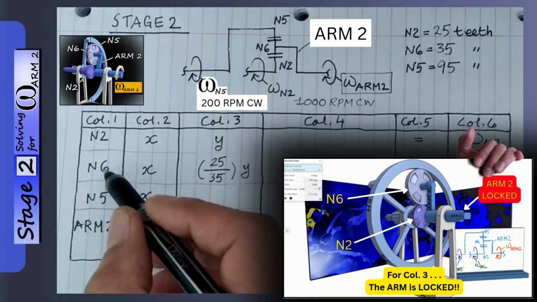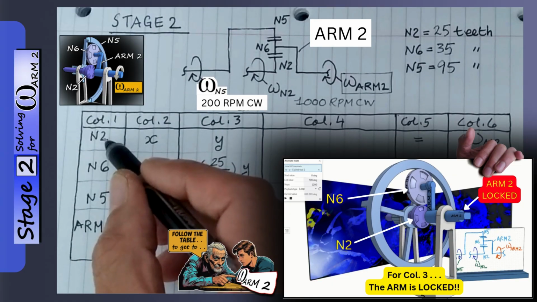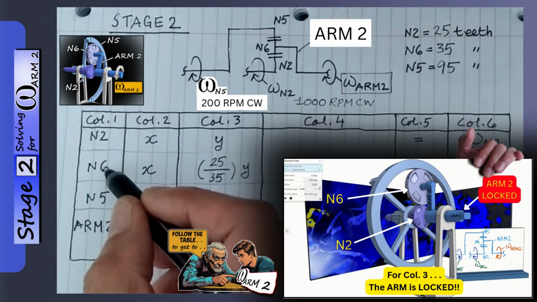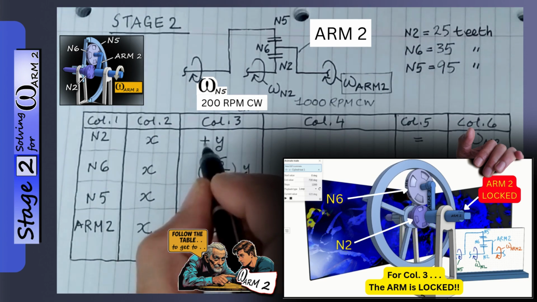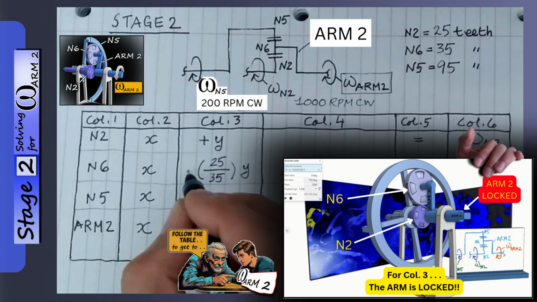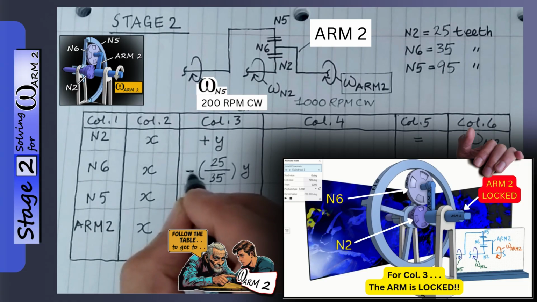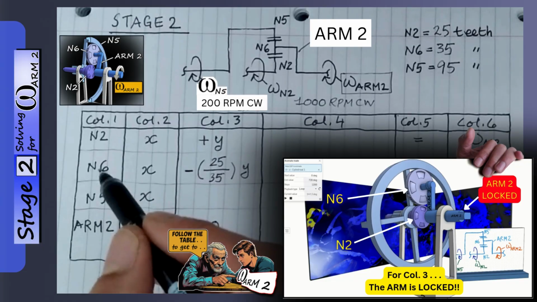And because it's external meshing between N2 and N6, if N2 rotates clockwise, N6 will rotate anti-clockwise. So if this is plus y, the rotational speed of N6 will be counterclockwise. So I'll have to put a minus sign here. Moving on to N5.